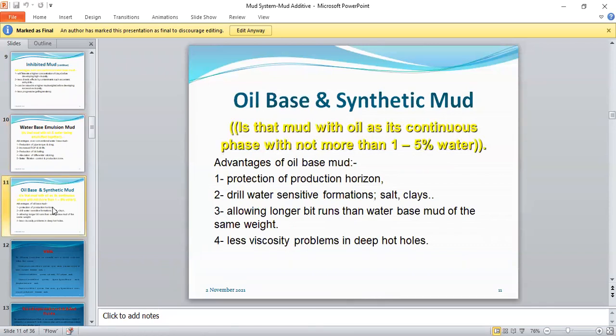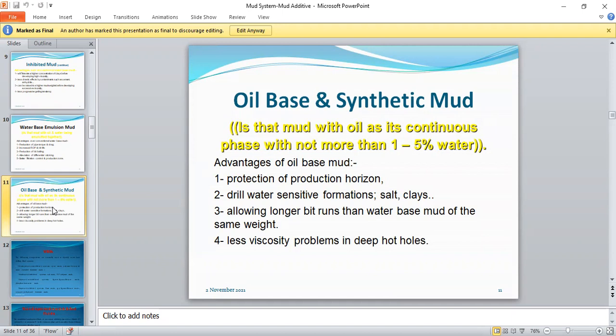Oil-based and synthetic mud is mud with oil as its continuous phase, with not more than 1 to 5% water, depending on the area you are drilling. In Nigeria, because of how good our formation is, sometimes the percentage of water even increases to 20, 30, or more. So the continuous phase or the base fluid is oil.